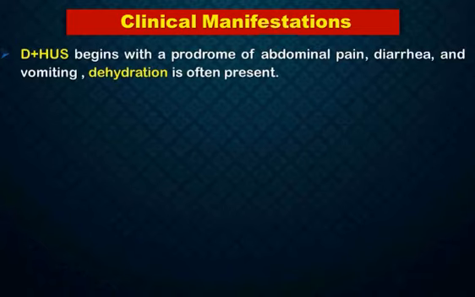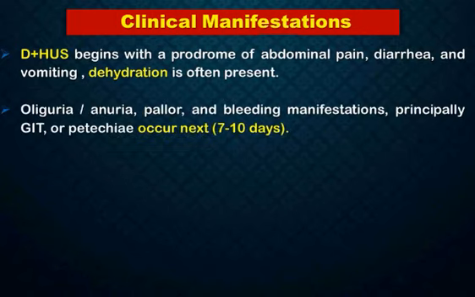Clinical manifestations of the disease. You remember the clinical manifestation of acute kidney injury when we go to the history. So here in D plus HUS, prodrome of abdominal pain, diarrhea, especially bloody diarrhea, vomiting, dehydration is often present. Oliguria, anuria, because we say it is the hallmark of the acute kidney injury.